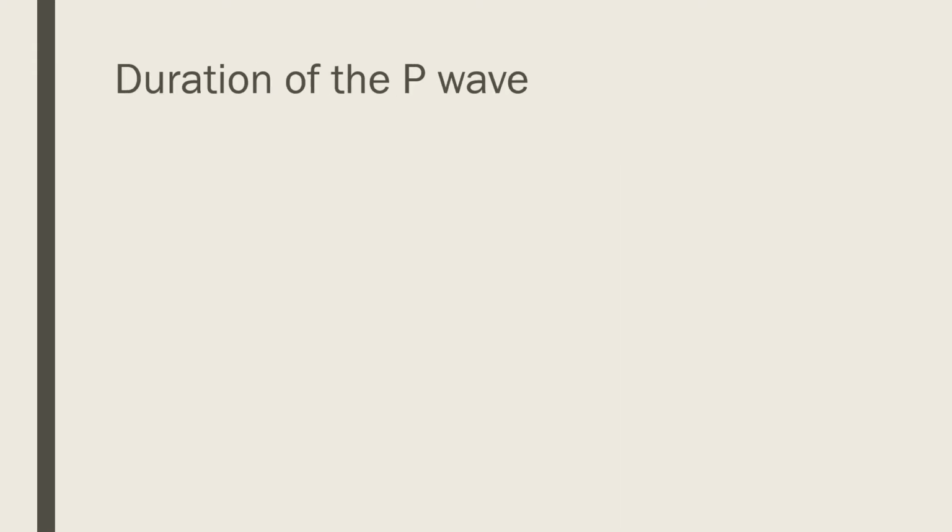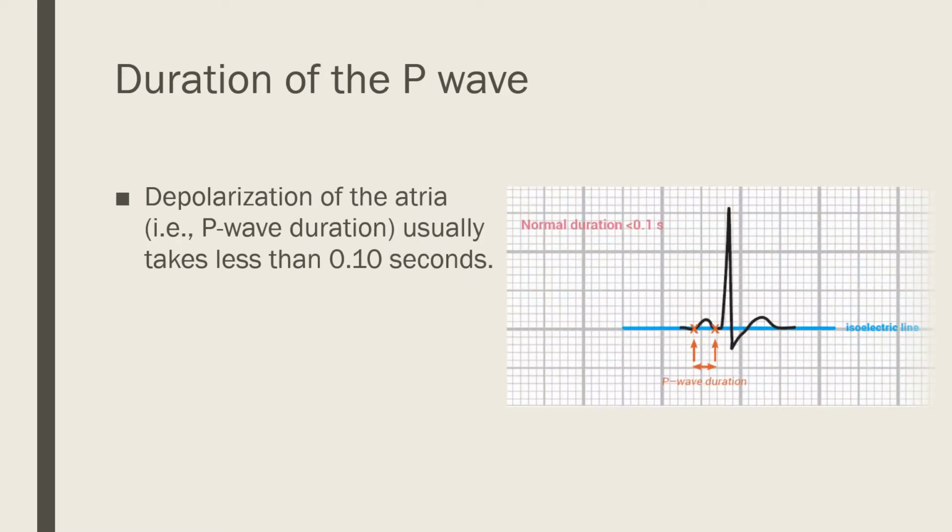Regarding the duration of the P wave, depolarization of the atria, which is represented by the P wave, usually takes less than 0.1 second. This tracing shows the normal P wave duration, which is usually less than 0.1 second, which is represented by 2.5 small squares in the ECG tracing.